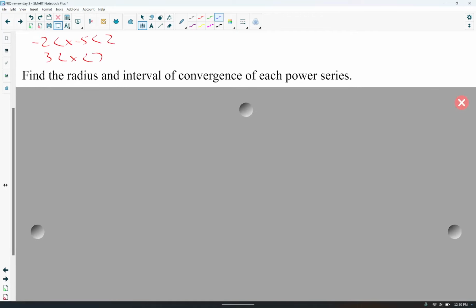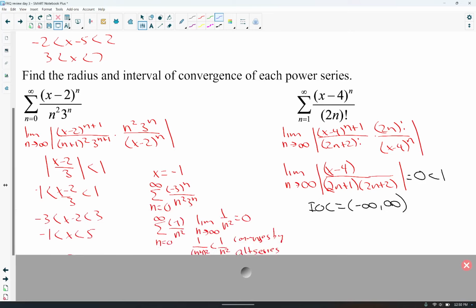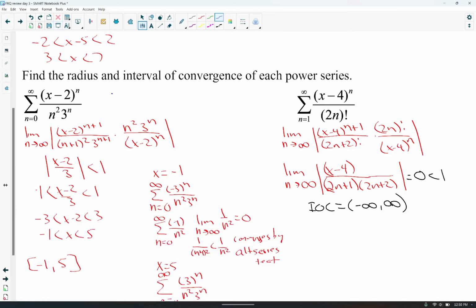Find the radius and interval of convergence of each power series. Let's look at the left. I'll just uncover this. If we look at this one right here, we did the ratio test. Turns out this is what you get when you simplify. Definition of absolute value, multiplying by 3 and adding 2.